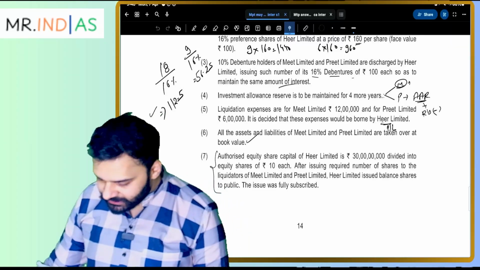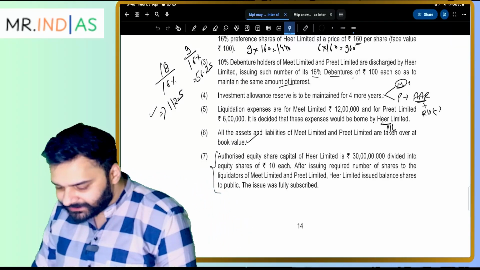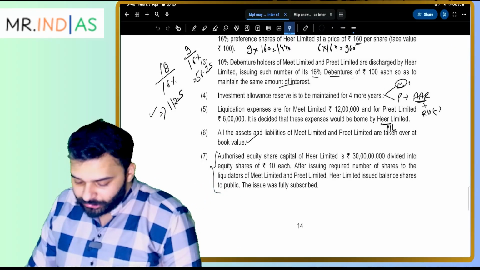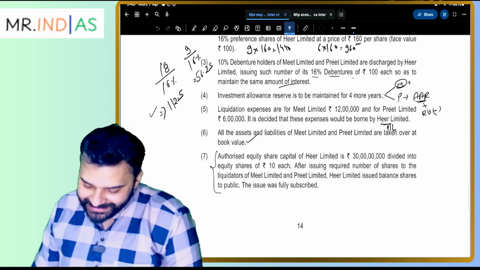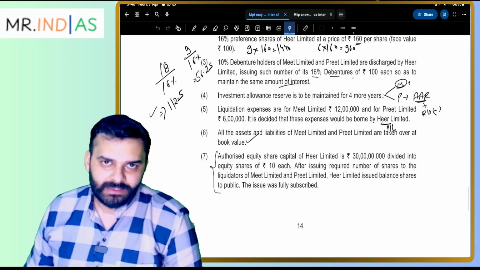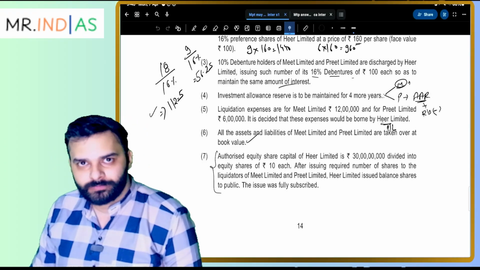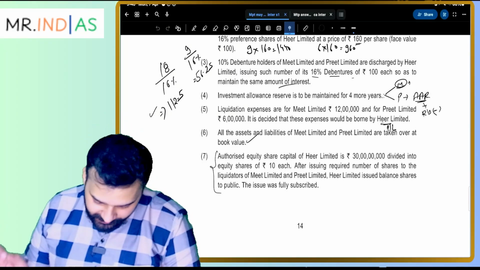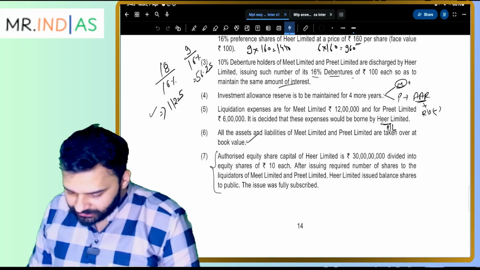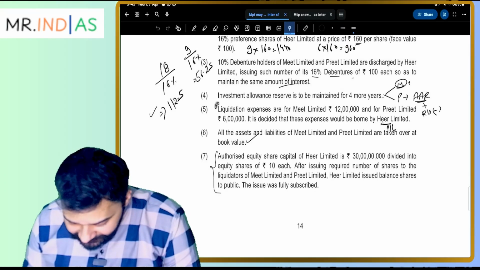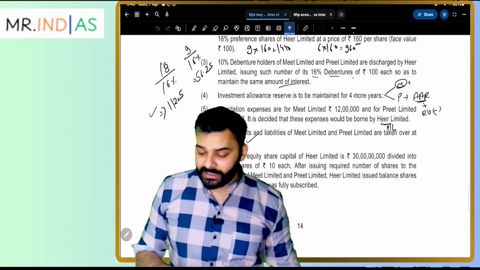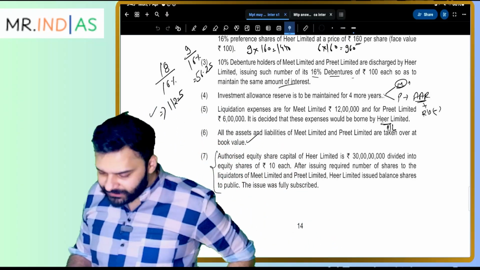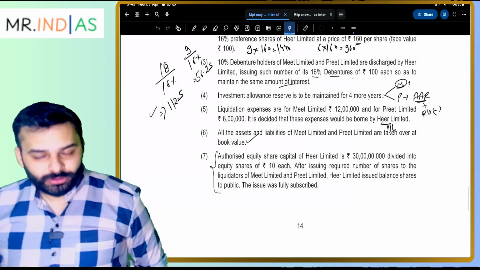Liquidation expense for Meet is 12, Preet is 6. It is decided that this expense will be borne by Heat. So in case of a purchase, the liquidation expense will come into the goodwill or capital reserve category. In case of a merger, they will charge it to the profit and loss account. We have also discussed why this happens in one of our videos on all adjustments of amalgamation. You can watch this as well, and you will get more clarity on that point.